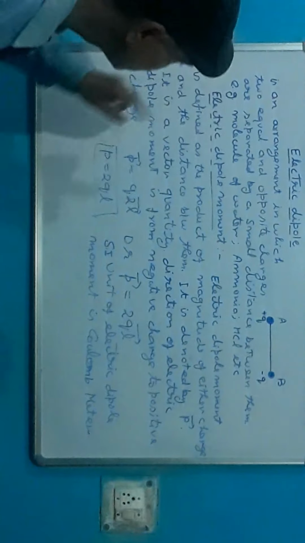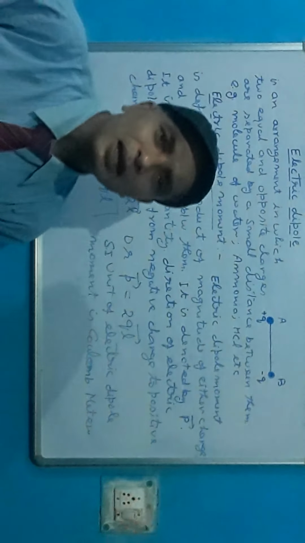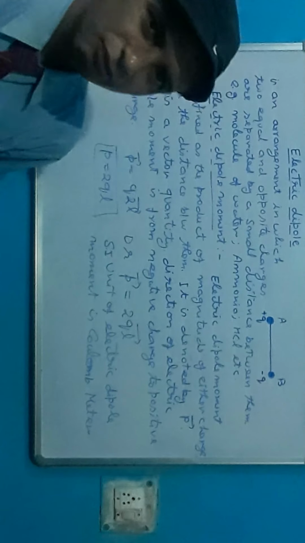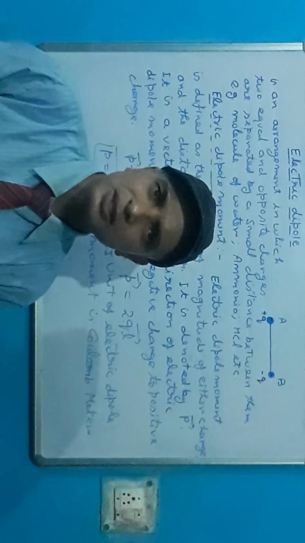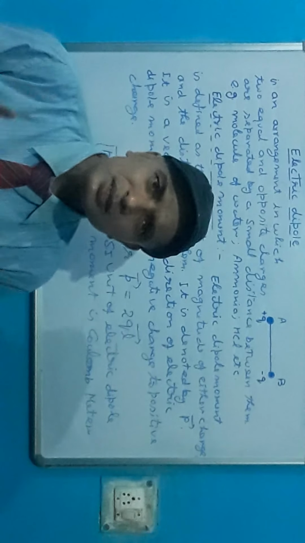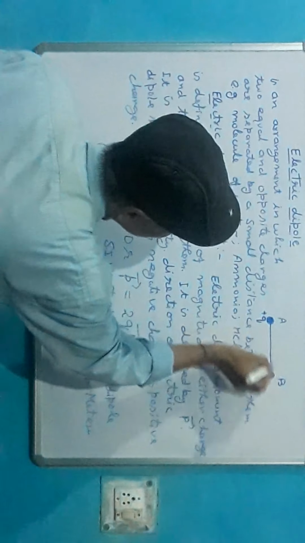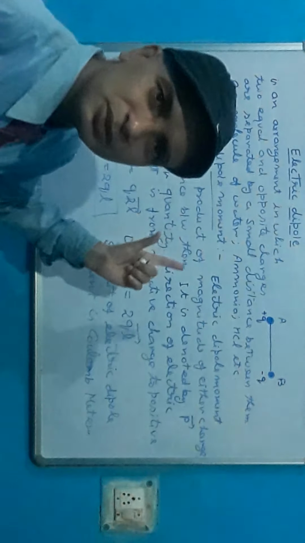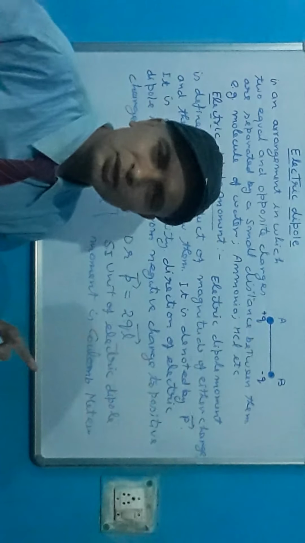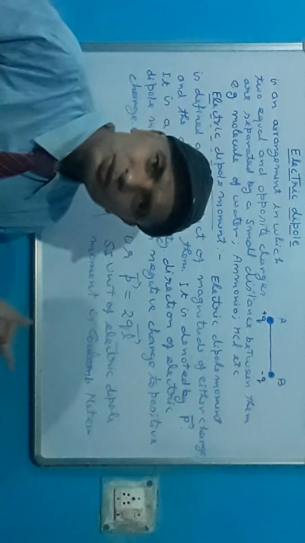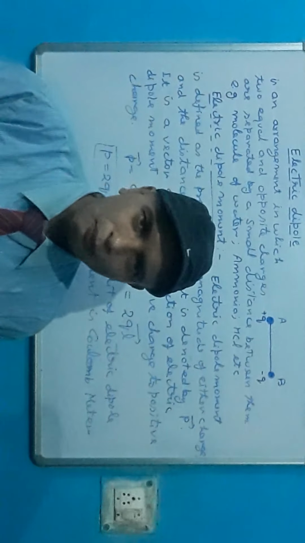The next thing we are going to discuss is the electric dipole moment, a very important physical quantity. The electric dipole moment of an electric dipole is defined as the product of the magnitude of either charge multiplied by the distance between them. It is a vector quantity. It is always directed from the negative charge, minus Q, to the plus Q charge. That is the direction of this quantity. Actually, this quantity has both magnitude as well as direction. That's why it is known as a vector quantity.